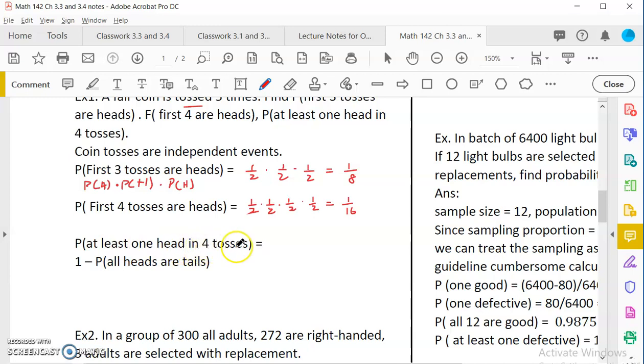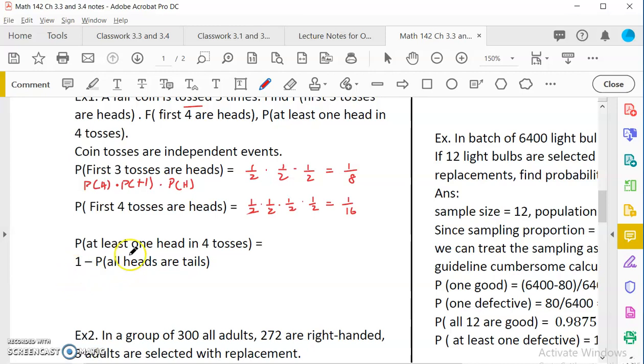At least one head in 4 tosses. So that means out of the 4 tosses, maybe the first is heads or all of them are heads, but I want at least one. So we would use the complement. At least one means in all the outcomes, one of them has to be heads. That would be the complement of all of them being tails. The rest will be some kind of heads in the result, right?